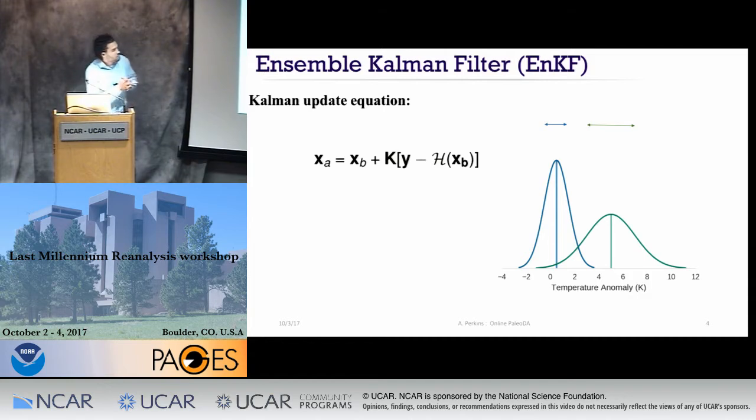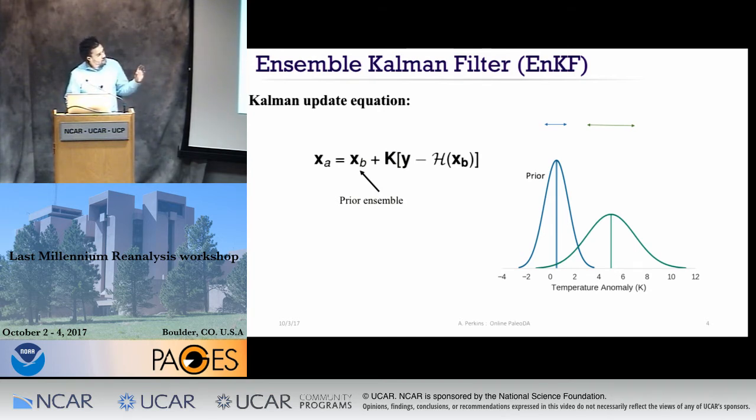Okay, so the Kalman filter equation. This is our update equation. I'll go through it step by step. We have our prior ensemble, Xp. This is our first guess estimate of whatever state we're trying to estimate. So it can be your temperature, precipitation, pressure. On the right-hand side, there's a little schematic for a single variable case, where the mean value is your actual estimate and the spread, that Gaussian curve, is your uncertainty around that.